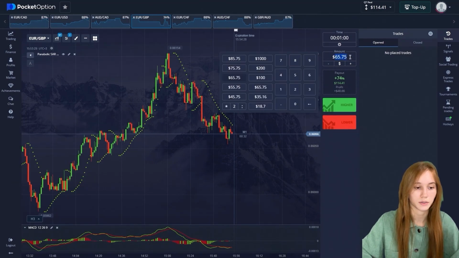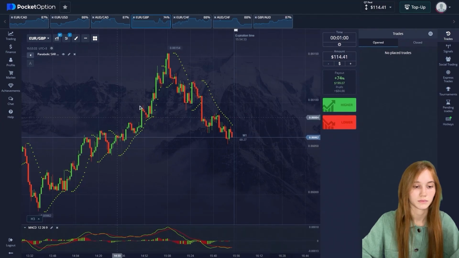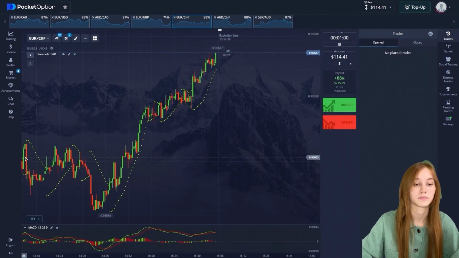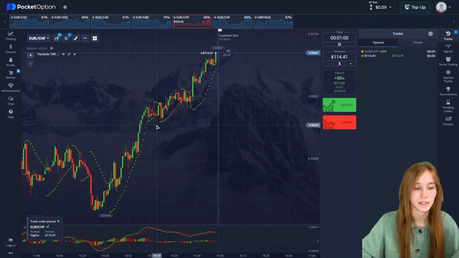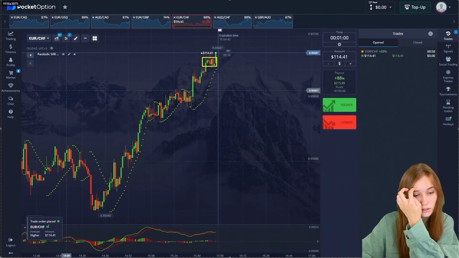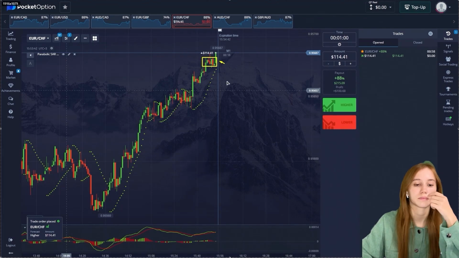So let's continue. And we move on to the next concept, we open a deal, up deal. We see some delay or consolidation, so to say, and it's finished. We see green candle.